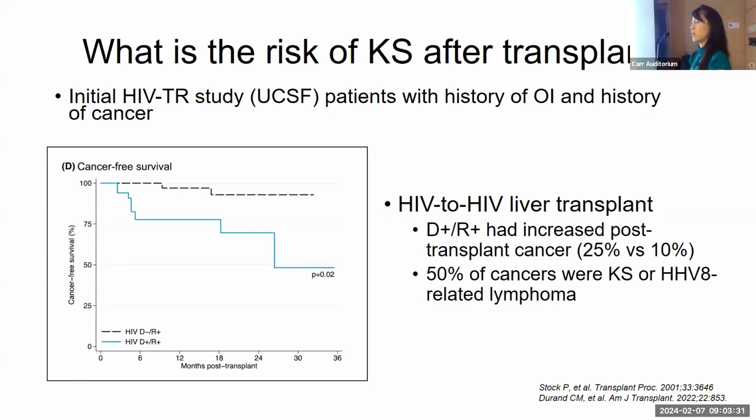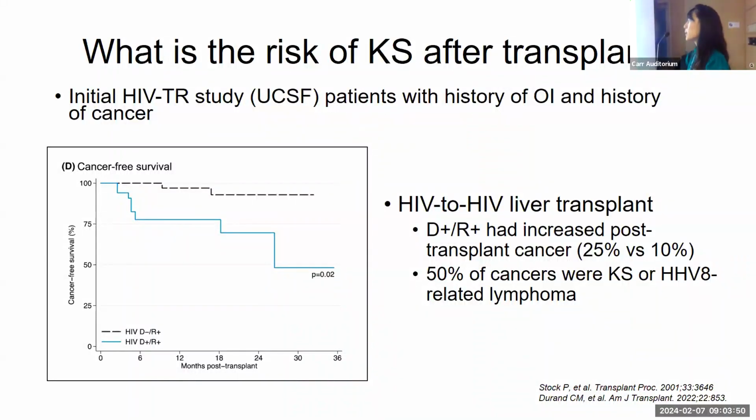What about what we know now? As I mentioned, this is a HOPE transplant candidate, so he would be eligible for getting an HIV-positive organ. We'll go into HOPE a little bit in some later slides, but for HIV-to-HIV liver transplant, what do we know about the risk of KS?